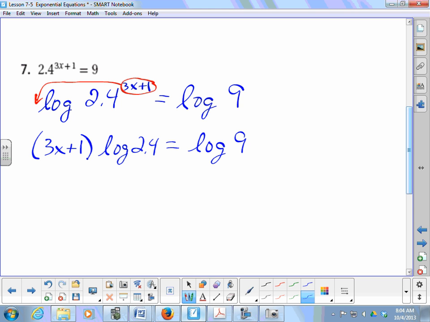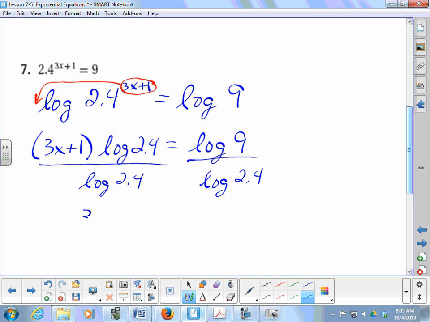Now at this point, there are a couple of different steps you can do. You could distribute the 3x plus 1 with the log of 2.4. But for your purposes, it's probably a lot easier just to divide by log of 2.4. That way, you're working with decimals instead of the logarithms, which makes things a little easier. So we divide by log of 2.4 on both sides. So we get 3x plus 1 equals.